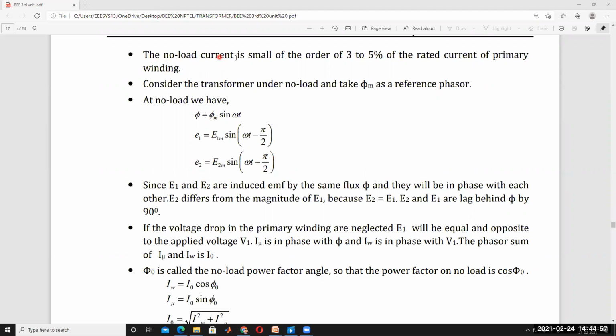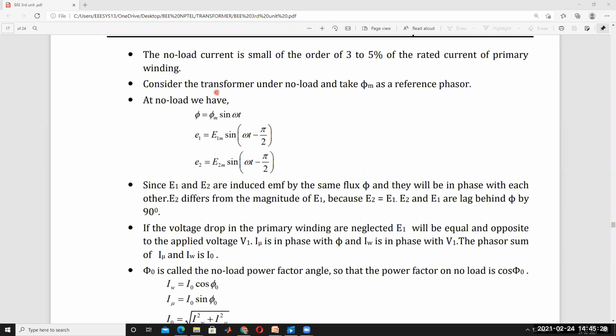So when no load current is small, on the order of 3 to 5% of the rated full load current in the primary winding, for example, if 5 amps is the rated current, then 5% of 5 amps is maybe 0.25 amps. So the primary rated current is very high, but under no load condition, the current drawn from the supply is very less compared to full load.